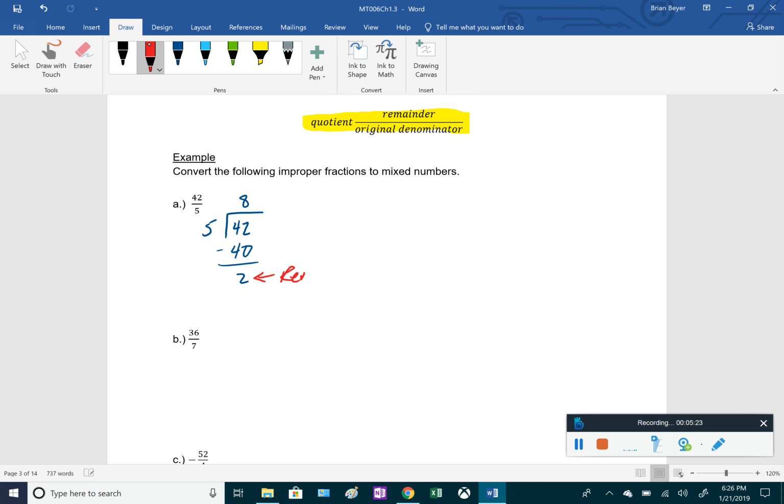So this is the remainder, and this 8 up here is the quotient. 42 is the dividend and 5 is the divisor. Okay, so this is going to give us an answer of the quotient and the remainder over the original denominator. So 42 over 5 is the same thing as 8 and 2/5.